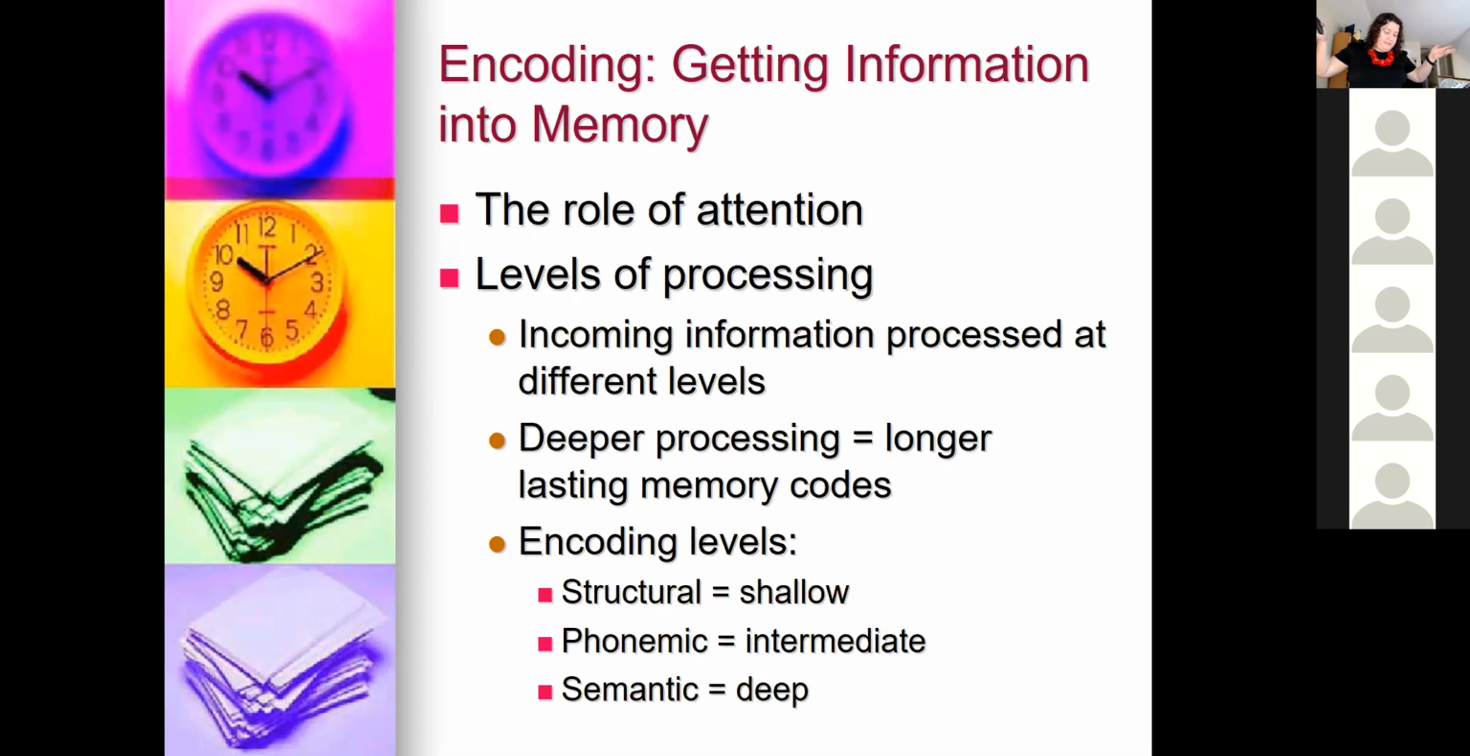Where was it? Oh, I was talking about Craik and Lockhart. So whether or not we'll be able to remember something depends on how deeply we process that information. So this is this idea of levels of processing. Incoming information is processed at different levels. The deeper the processing, the longer lasting it is in your memory. So the encoding is essentially more rich and you remember it better.